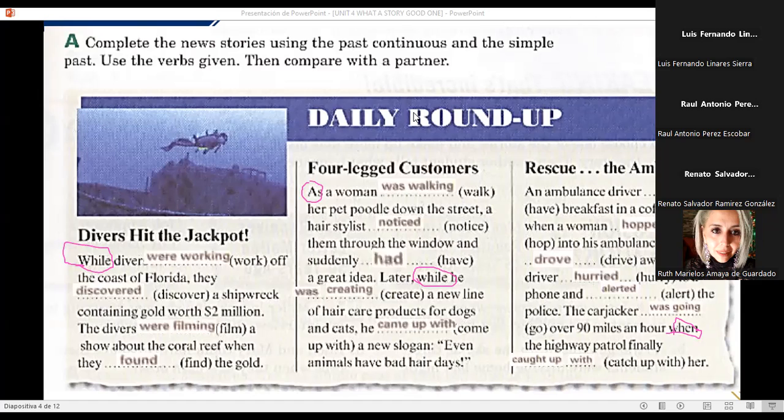Okay, time is over. But write your sentence. Well, I will read you this one. While I was dancing, when the music finished. Yes, okay. While I was sleeping, the dog began to bark. Yes, okay. Good.